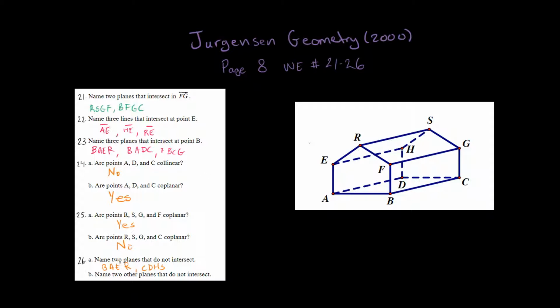Now, part B says, name two other planes that don't intersect, and well, that's what we just did. So if I go back to this plane, I have that plane, and like I said, I could use these two planes because they have nothing in common. So I could say FRSG as well as AEHD. But like I said before, you can use this base plane as well. There are many different possibilities that you could give.